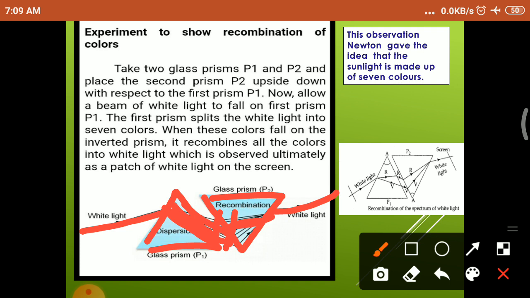A beam of white light falls on the first prism P1. The first prism splits the white light into 7 colors. When these colors fall on the inverted prism, it recombines all the colors into white light, which is observed ultimately as a patch of white light on a screen. So I received the white light on the screen. This is called recombination of the spectrum of white light. This observation gave Newton the idea that sunlight is made up of 7 colors. So the white color must consist of the 7 colors. When these 7 colors are combined, it gives white light.